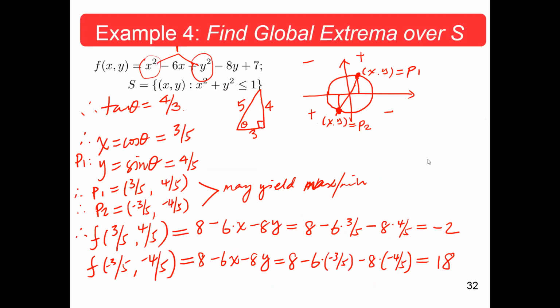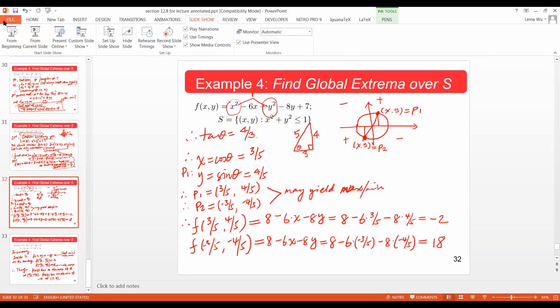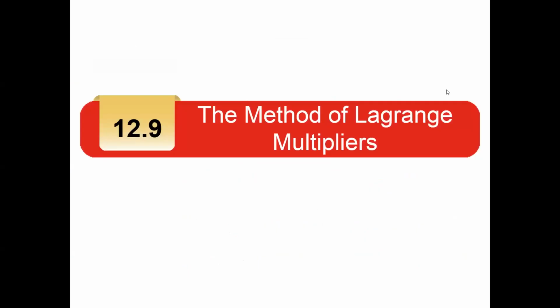Okay, so I'm going to save this over here. I'm going to keep the ink annotated and then open a new slide. A new slide here, which is section 12.9. Section 12.9 is the method of Lagrange multipliers. So we're going to introduce a new concept, which is called Lagrange multipliers.